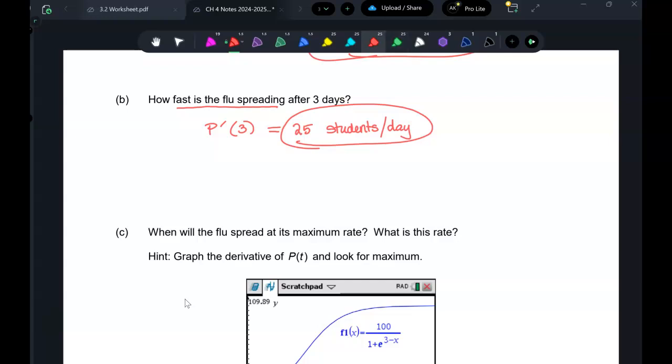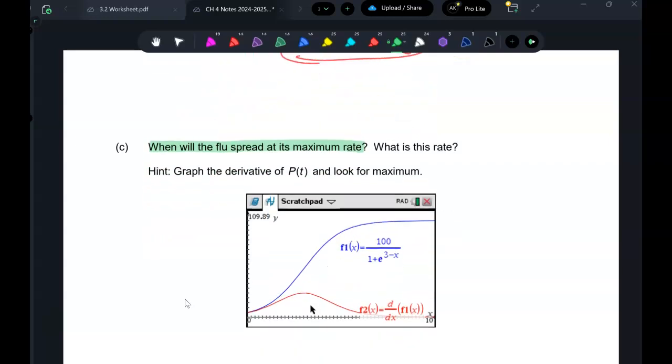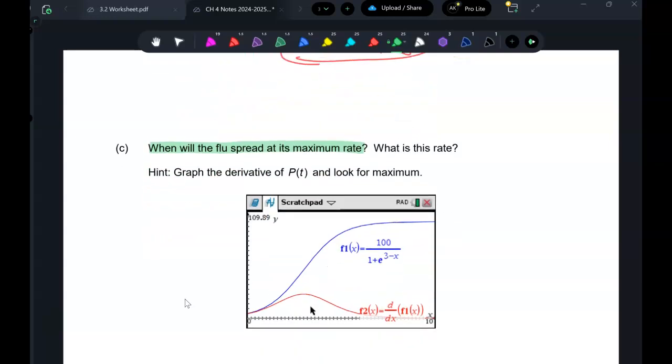Okay. When will the flu spread at its maximum rate? So at a slope of 0. What is this rate? This is the derivative. Okay, so I'm asking basically for the derivative of this graph. I'm looking for the derivative of the derivative. So I'm looking for the rate and I want to see what's the fastest rate. Okay, on your calculators.